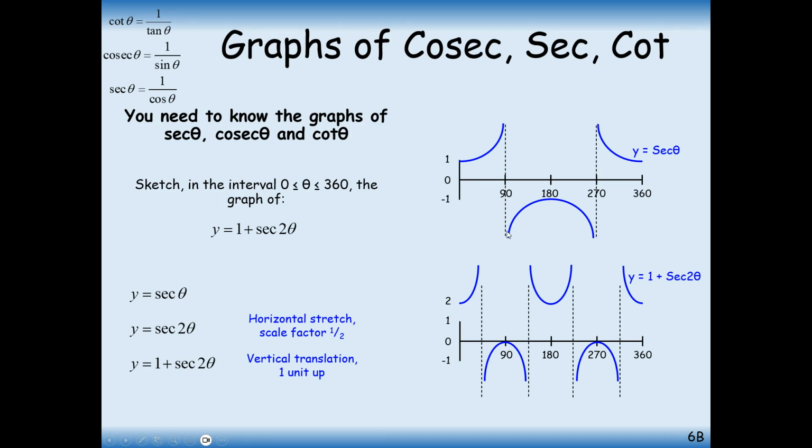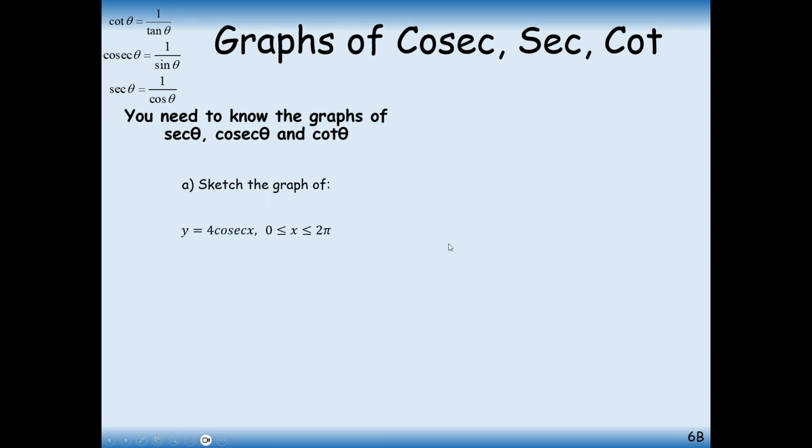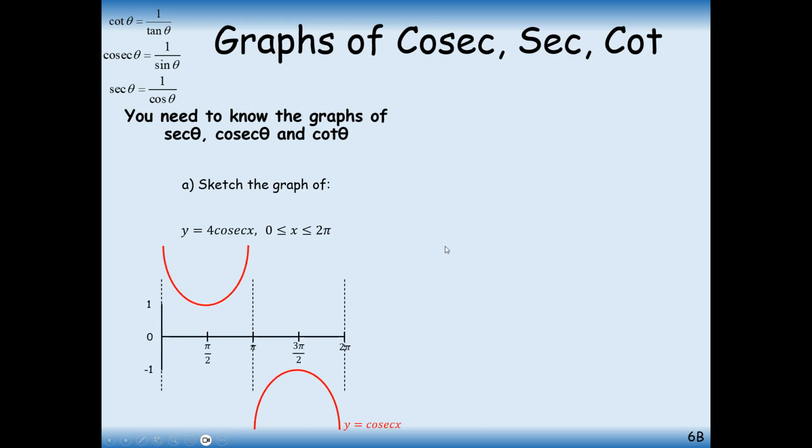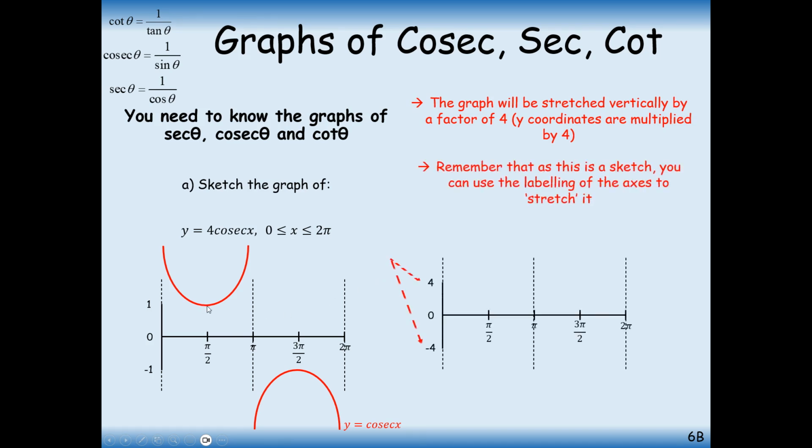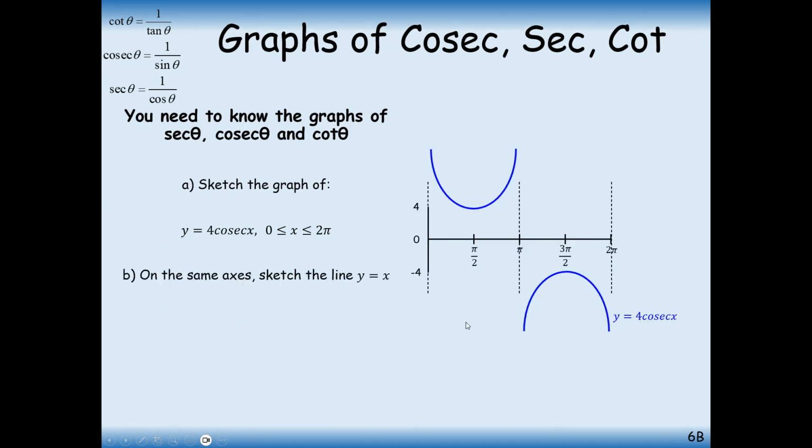Right, so the next question is asking us to sketch the graph of 4 times cosecant. So 4 is outside of the function and it's a multiplicative factor. So it's a stretch factor of 4 in the y direction. So where we would have a 1, now it would be stretched to 4, and where we had -1, it would be stretched to -4. Okay, and on the same graph, we've been asked to sketch the line y equals x.